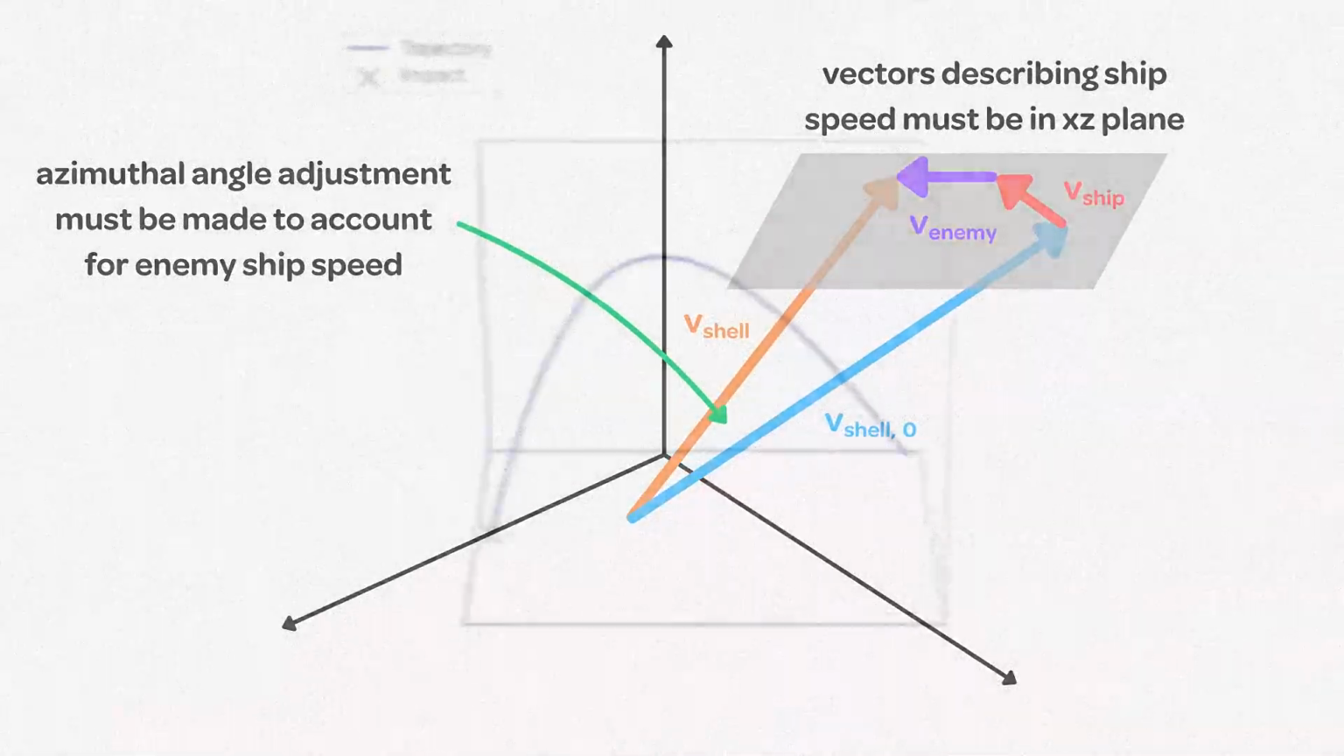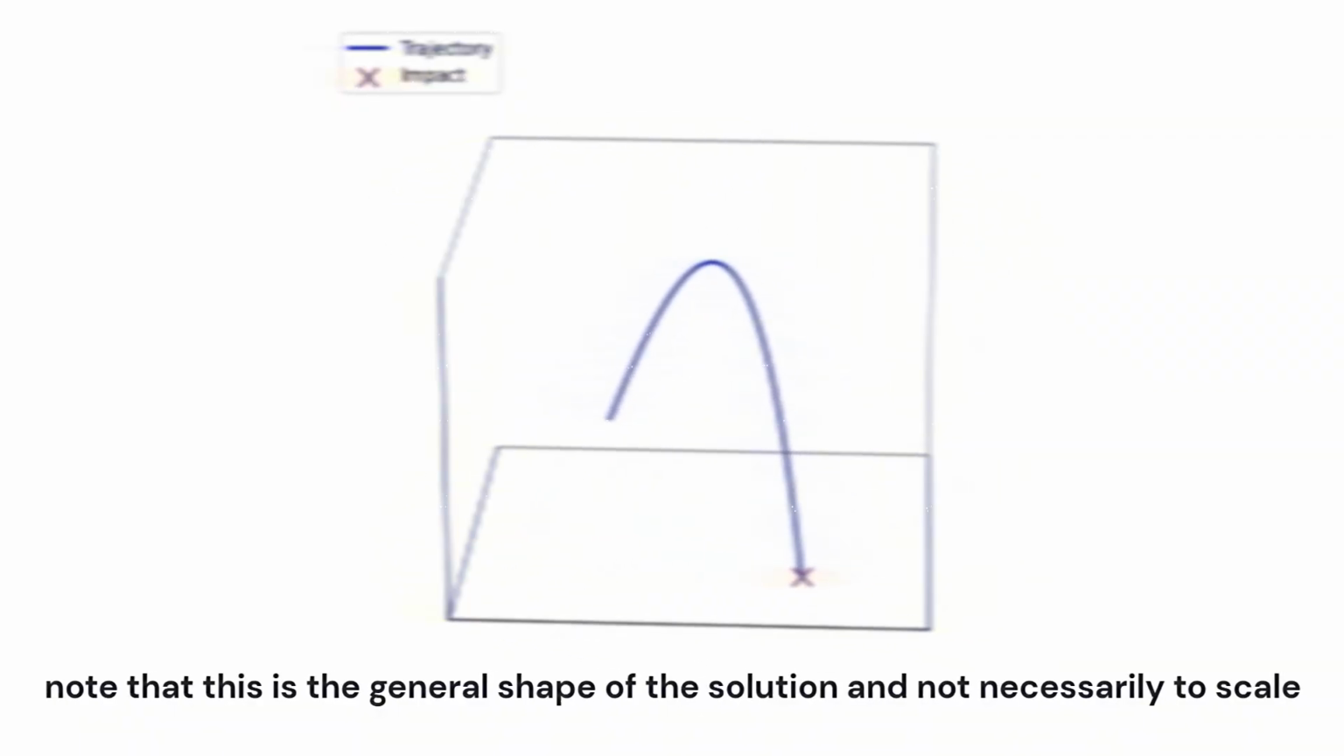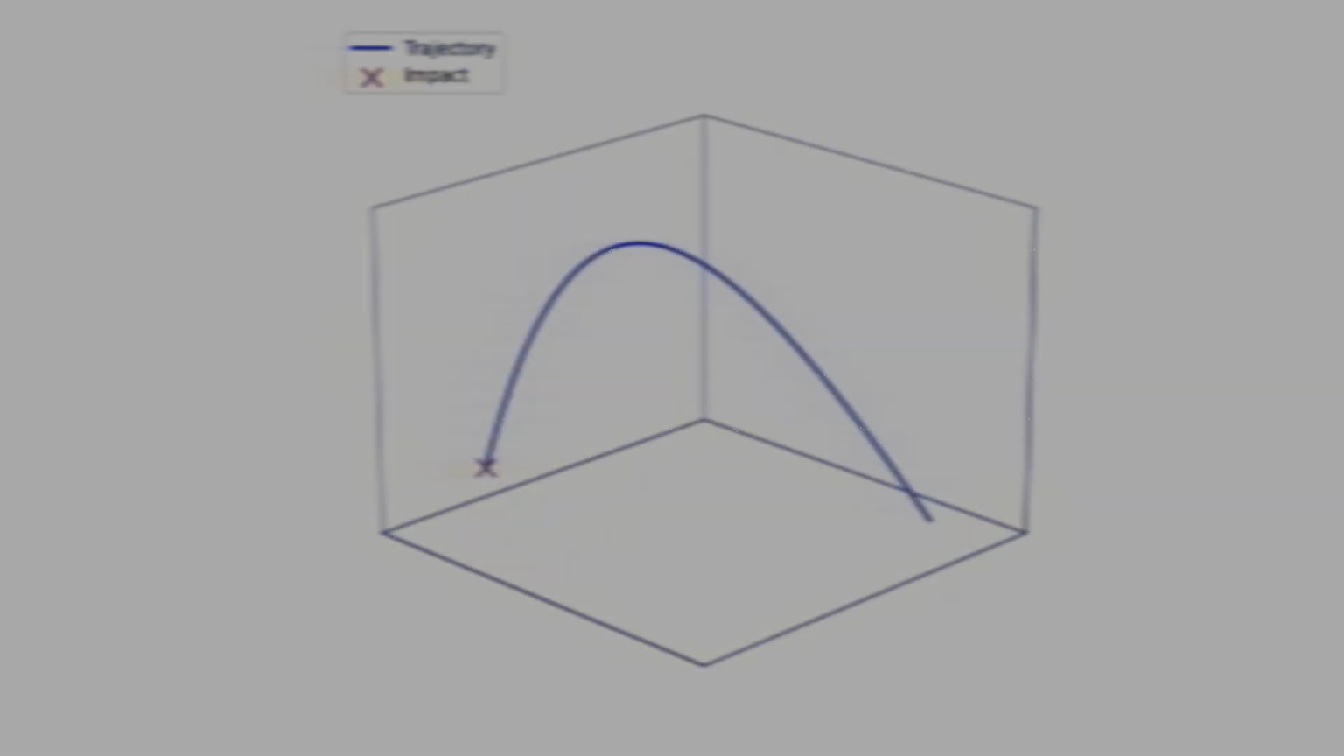We can now graph the trajectory for the firing solution, which is what you see on screen right now. The differential equations describing this kind of motion can't be solved, so this is a numerical solution. But even after all that work, we might still miss the target.